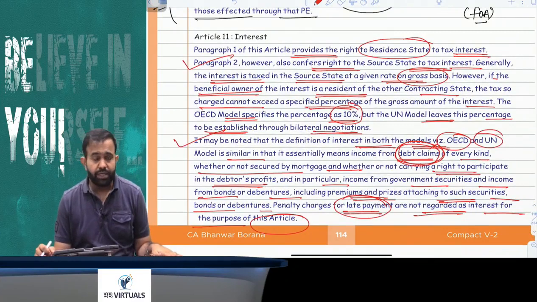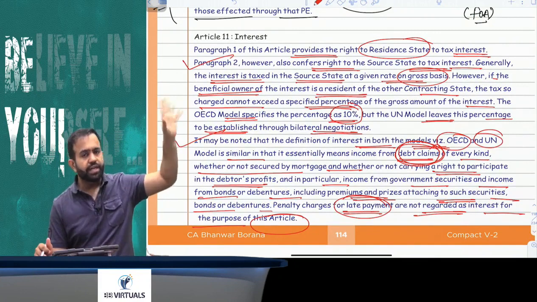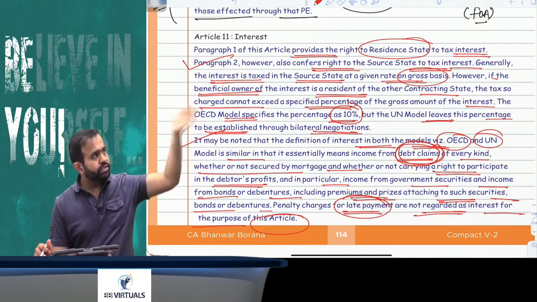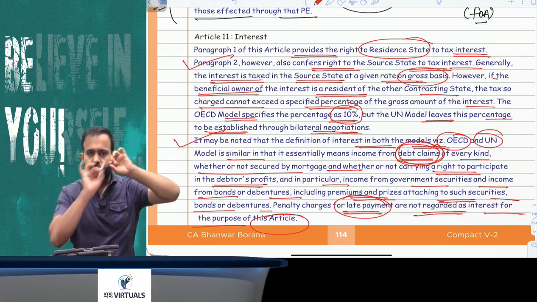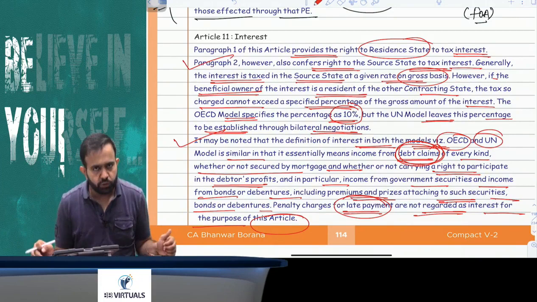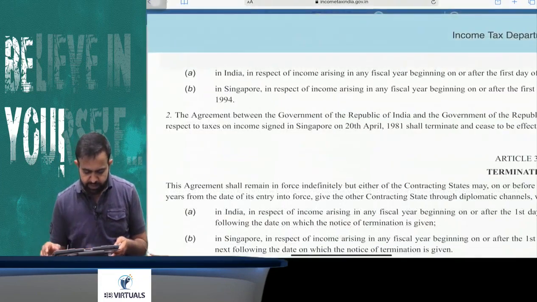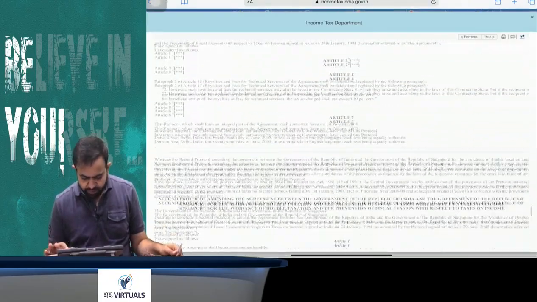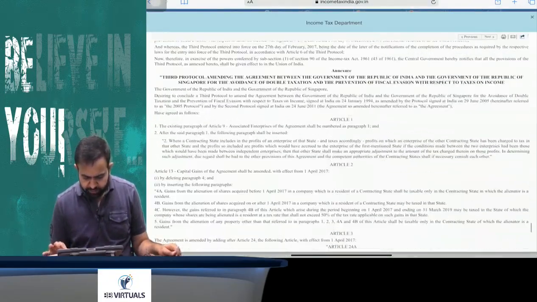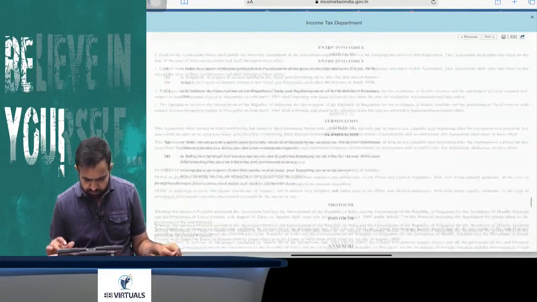So you have to remember here, the resident country always charges tax on interest. The source country can charge here. As per the OECD model, the maximum percentage is 10%, but as per the UN model, the percentage column is blank, means both countries should decide on a negotiation basis. India-Singapore agreement, you want to check that? What percentage have we decided with Singapore? So here in article number, wait a minute.